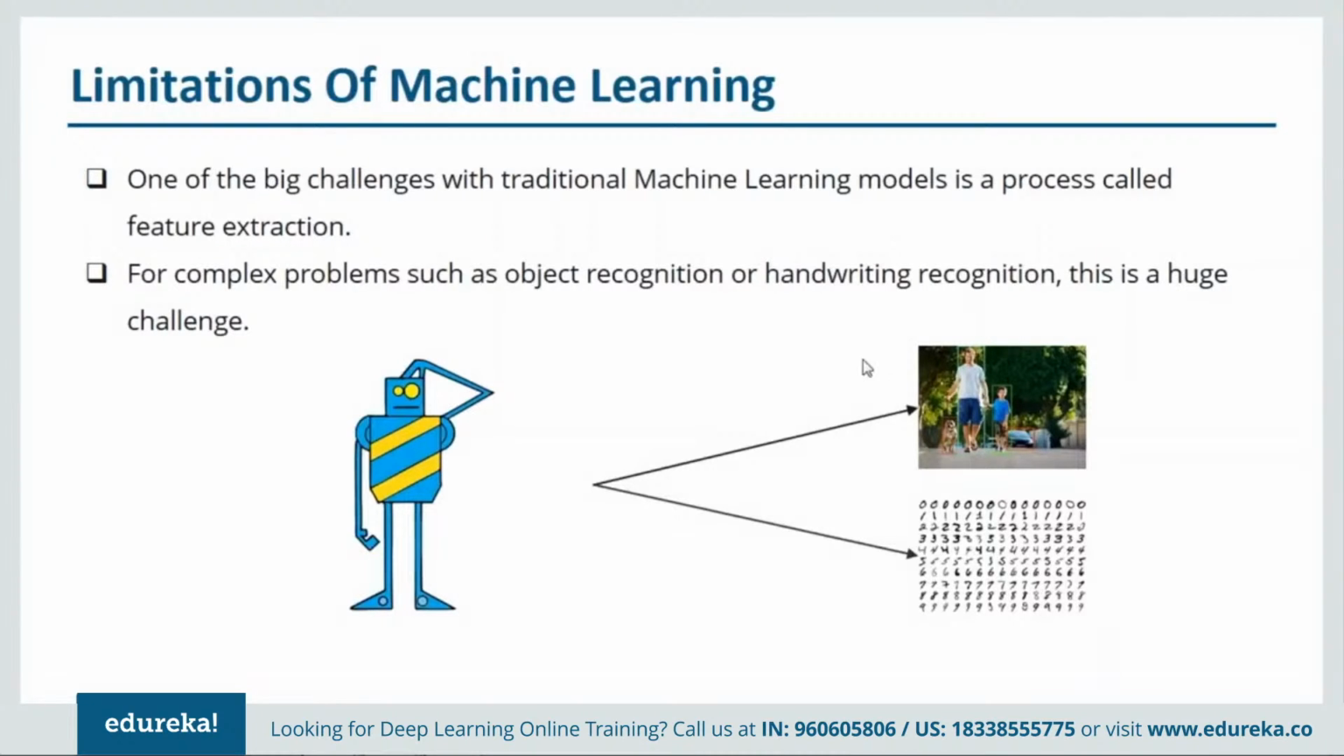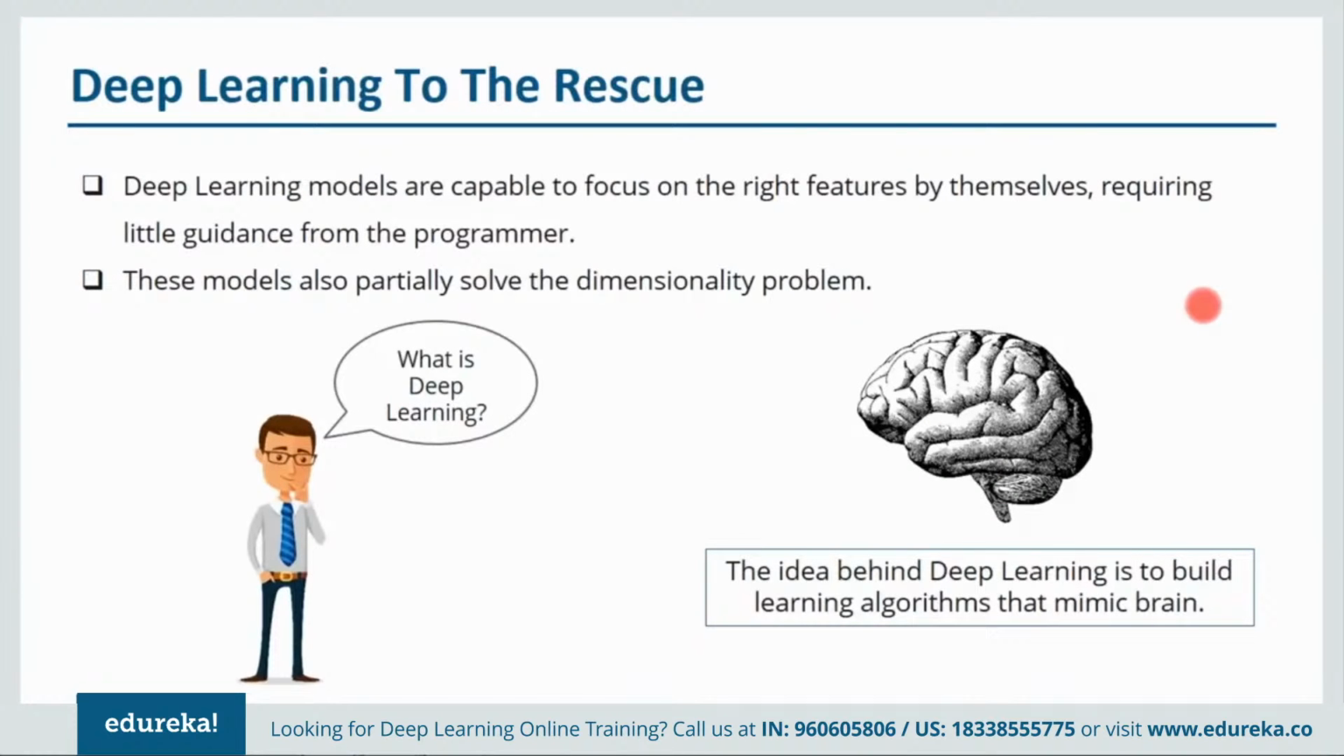Now obviously we have a limitation, and it won't be fair if I don't give you the solution to this particular problem. So we'll move forward and understand how deep learning solves these kinds of problems. Now, as you can see, the first line on your slide says that deep learning models are capable of focusing on the right features by themselves, requiring little guidance from the programmer. So with the help of little guidance, these deep learning models can generate the features on which the outcome will depend. And at the same time, it also solves the dimensionality problem. If you have a very large number of inputs and outputs, you can make use of a deep learning algorithm.